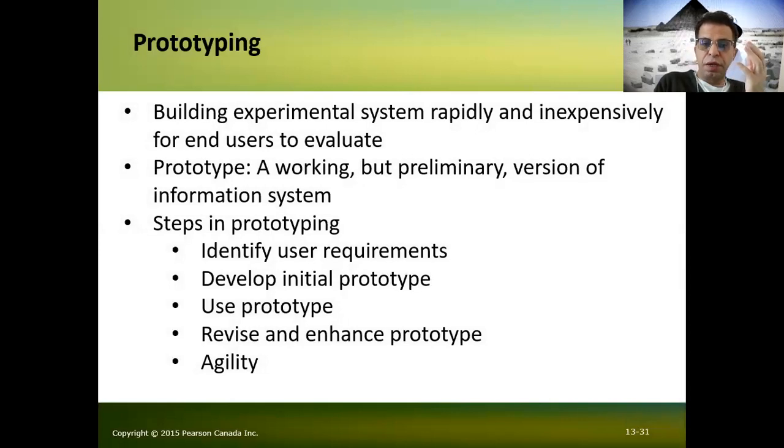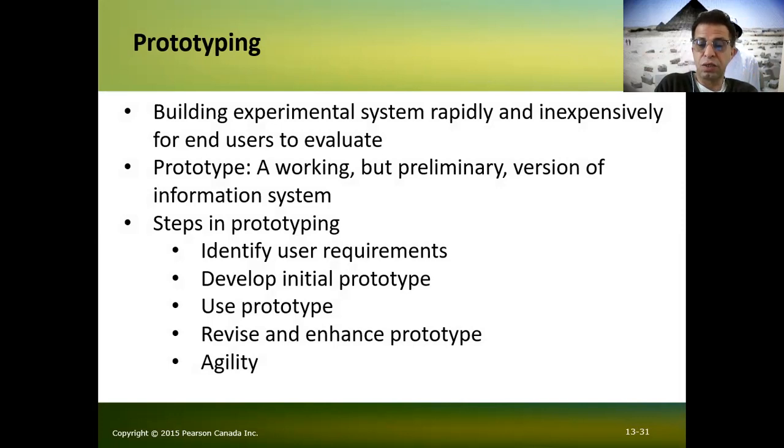Now, prototyping is building an experimental system rapidly and inexpensively for end users to evaluate, like the agile way. Prototyping is a working but preliminary version of an information system. So you build some prototype, you test it, or you build some kind of proof of concept, and if it's working, you continue. The steps of prototyping are identifying users' requirements, developing the initial prototype, using the prototype, revising it if necessary, and enhancing the prototype.